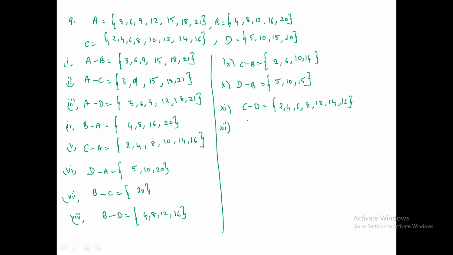Then 12th one, D minus C. From D you have to remove C. That is 2, 4, 6, 8, 10, 12, 14, 16. You can't remove 2, 4, 6, 8. But you can remove 10. You can't remove 12, 14, 16. So remove only 10. 5, 15, 20. These are left off.